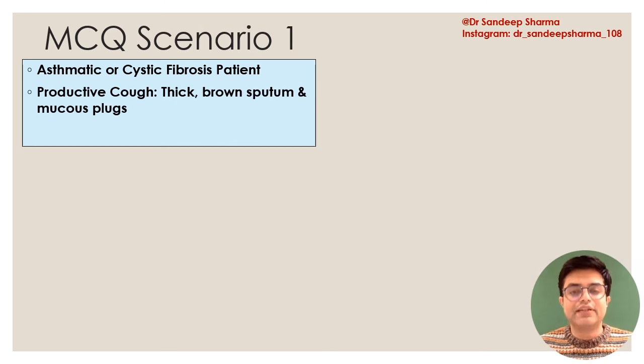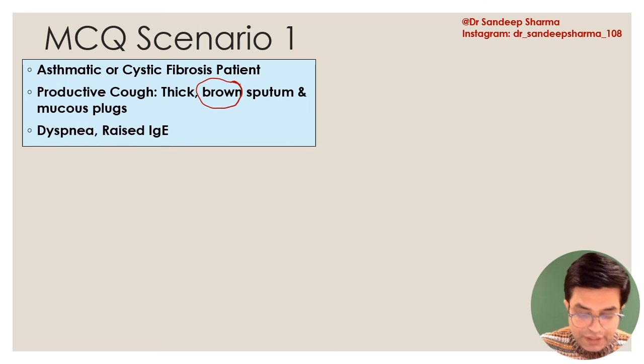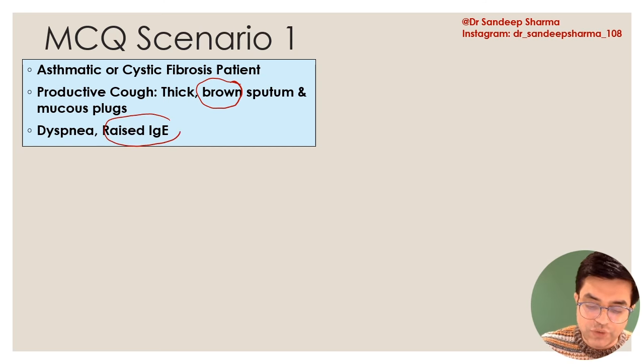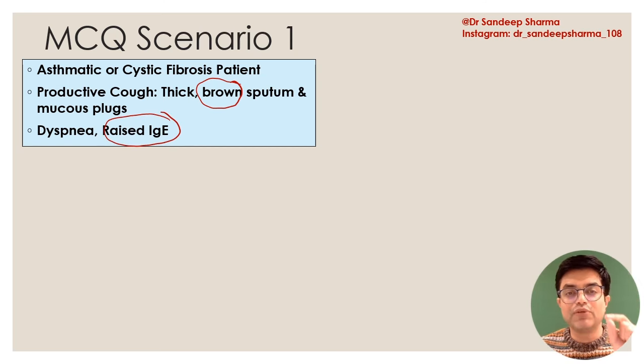Secondly, they will say the patient is having productive cough. Productive means the patient is having more mucus production. What kind of mucus? Identify the keyword: brown colored sputum. Thick plug hai, thick mucus hai, and it is forming mucus plugs. Something which is coming out in the form of brown mucus plugs. Third thing, there is dyspnea, difficulty in breathing, and raised immunoglobulin E. I hope you understand the funda that immunoglobulin E is elevated in allergic disorder.